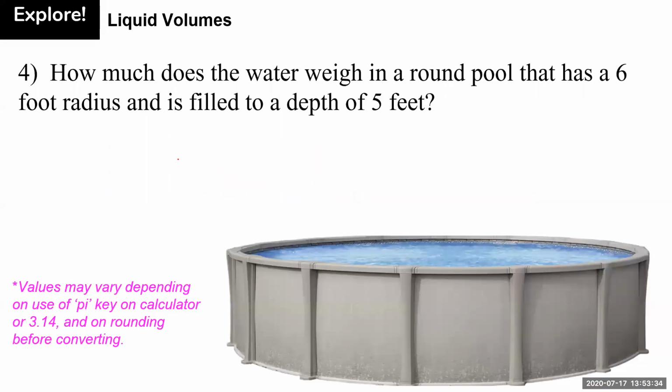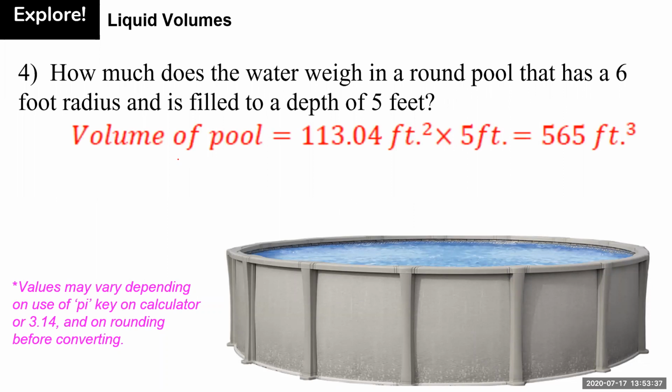Nice. And again, we're talking about a pool, right? It has a 6 feet radius, and it's filled to a depth of what? 5 feet. So now we use pi r squared h to find the volume. Okay, so this is the height. So pi r squared gave us that answer, and then we multiply by the height, and that gave us the volume of water in the pool.